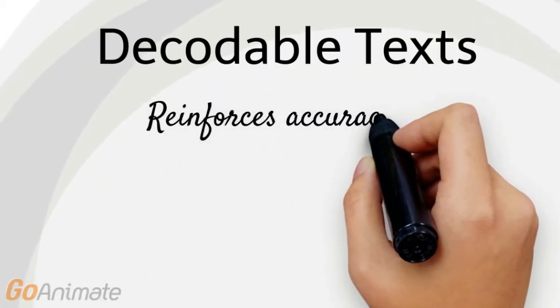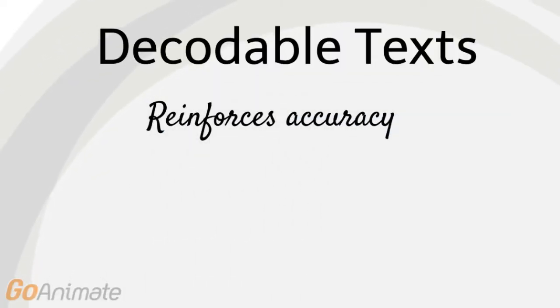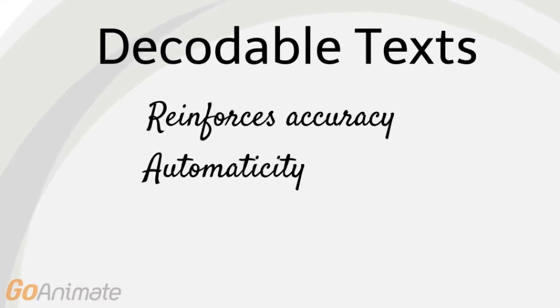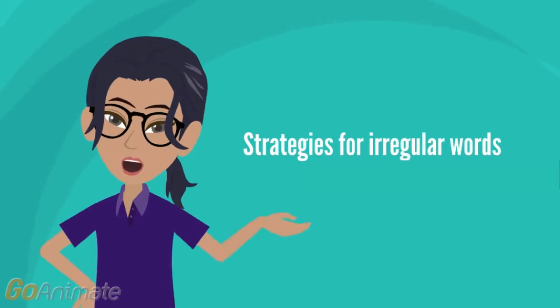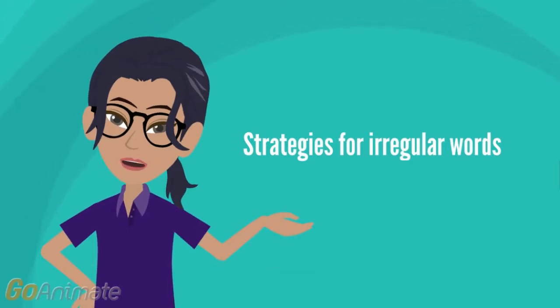Decoding text should be used to reinforce accuracy and automaticity of a student's skills to decode. For irregular words, students should be taught in regular instruction as needed so that students can decode them, not a list of sight words with no meaning.